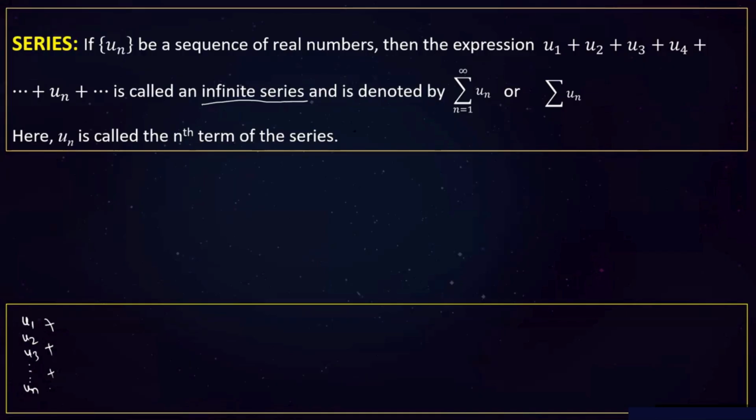Then we denote it like this: summation n equals 1 to infinity un, or in simple form, we can also write it as only summation un. And particularly, we take un as the nth term of the series.